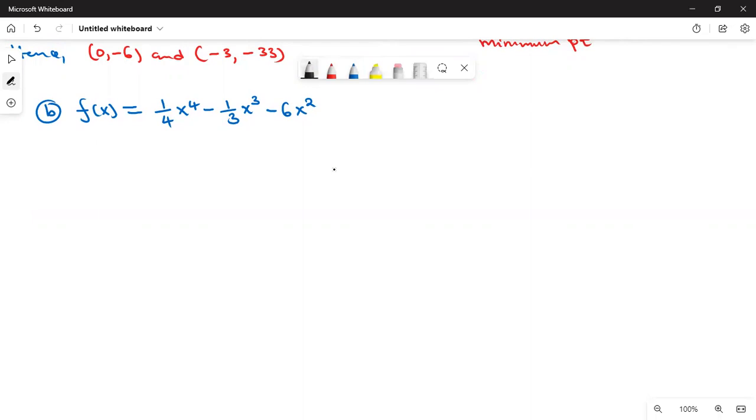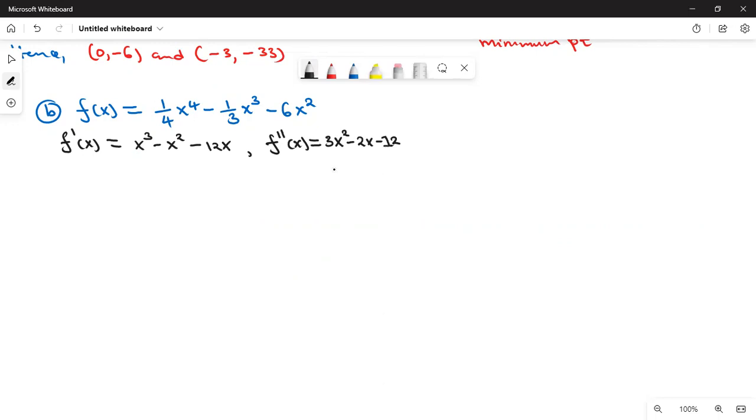So here, of course, we need to find f prime of x. That is x cubed minus x squared minus 12x. That is the first derivative. What about the second derivative, f double prime of x? That should give us 3x squared minus 2x minus 12.